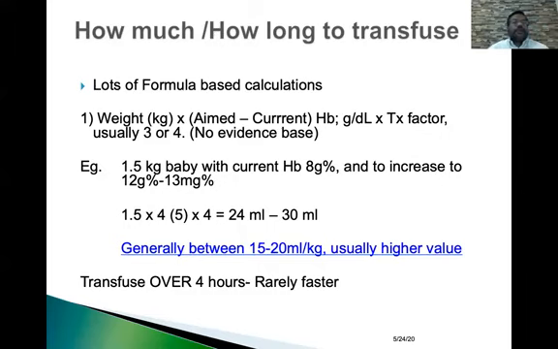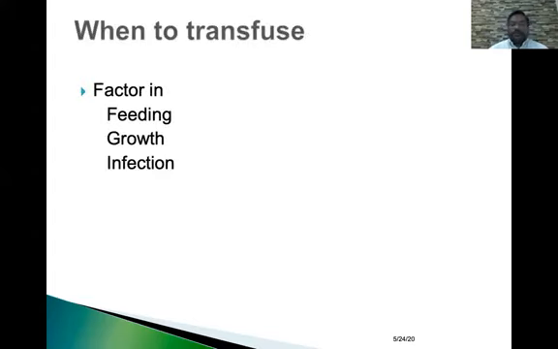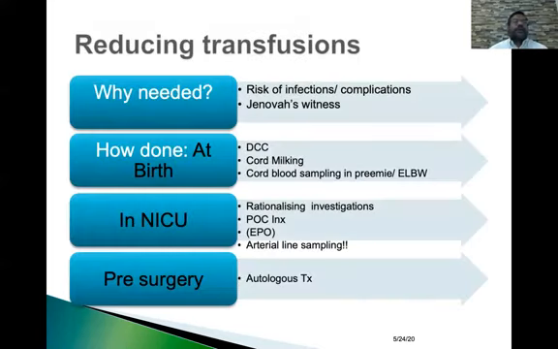For example, if you have a 1.5 kg baby with a current hemoglobin of 8 grams, and you want to increase to 12 to 13 grams, depending on what you want to increase, 12 or 13, the volume comes to 24 to 30 ml. It's generally between 15 to 20 ml per kg. Take the higher value so that you do not transfuse them again and again. The transfusion should be done over 4 hours and rarely faster. When you do this, you need to factor in feeding, growth, and infection.